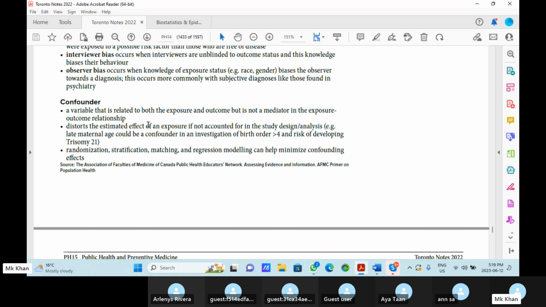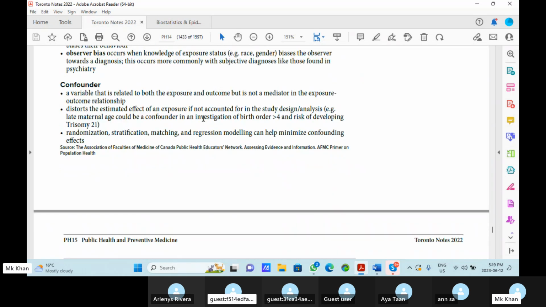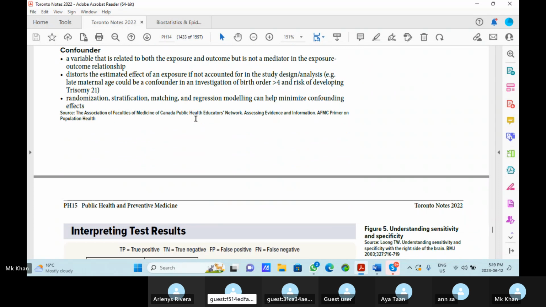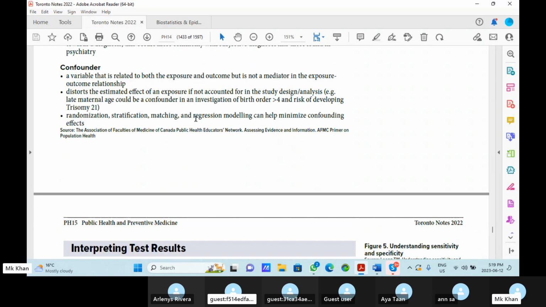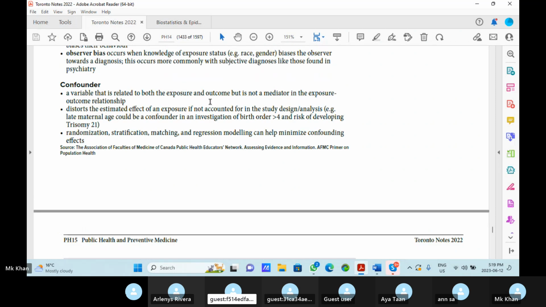So now, what is the confounder? That is a variable that is related to both exposure and outcome, but it is not a mediator in the exposure-outcome relationship. So there are two main things, exposure and the outcome. This confounder is in between these two, connecting them. Is the confounder a risk factor? I think it is kind of a risk factor, because it is related to both the exposure and outcome, but it doesn't mediate, it is just related to both.